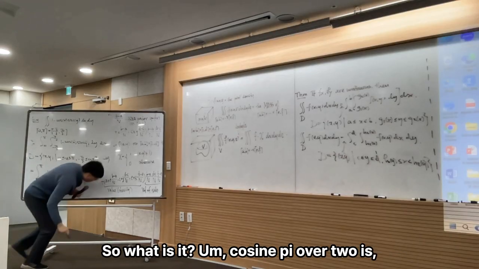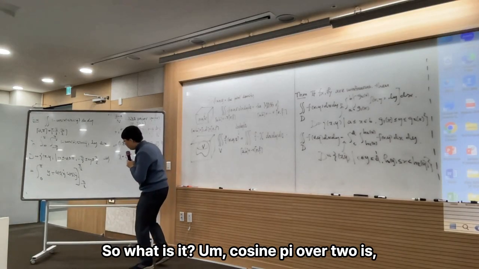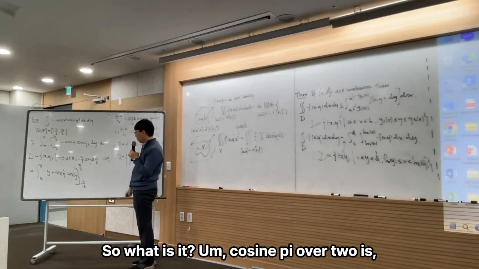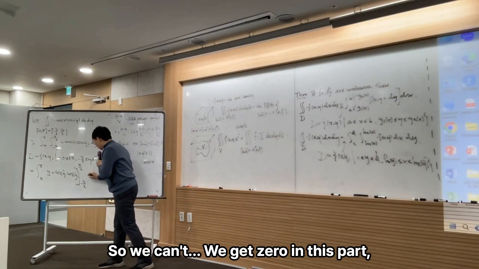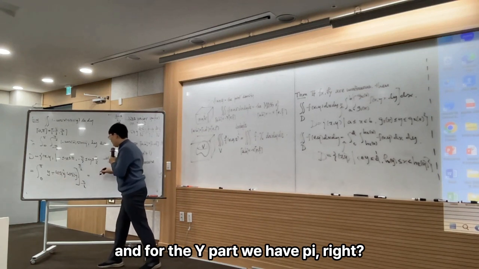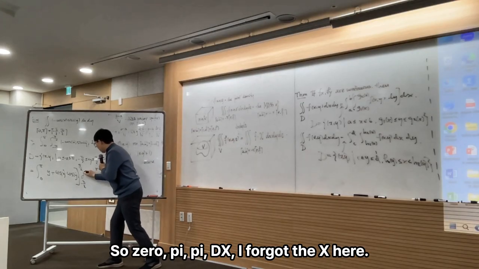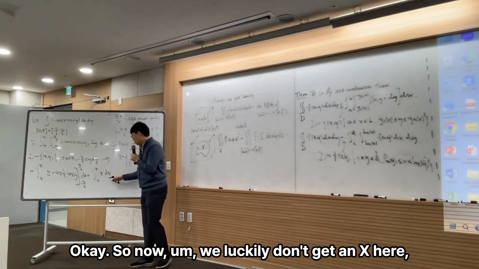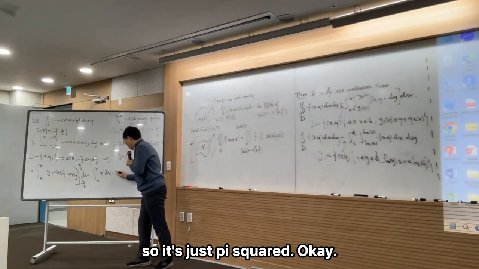So what is it? Cosine of pi over 2 is 0, right? Cosine of minus pi over 2 is also 0, right? So we get 0 in this part, and for the y part we have pi, right? So the integral from 0 to pi of pi dx. Luckily we don't get any x here, so it's just pi squared.